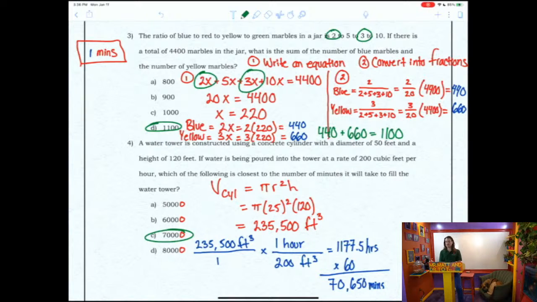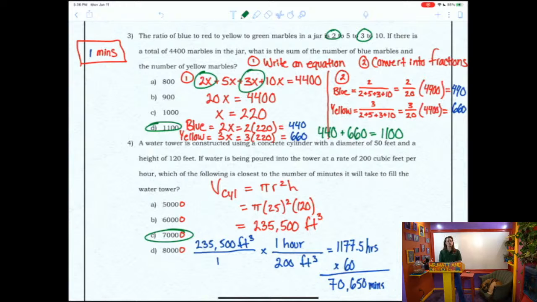2/20ths times 4,400 is going to be 440. 3/20ths times 4,400 is going to be 660. So we get the same values no matter which method we use. And then when they're asking ultimately for the sum, 440 plus 660 is going to be 1,100. Answer selection D.